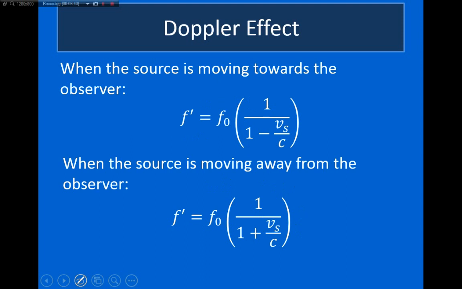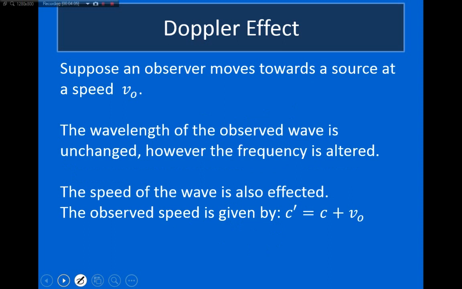So in general, what we see is that when the source is moving towards the observer, the frequency increases, and we have this formula. However, when the source is moving away from the observer, the sign of the velocity switches, and the frequency is going to decrease because this denominator will be greater than 1. So this is what happens when the source is moving.